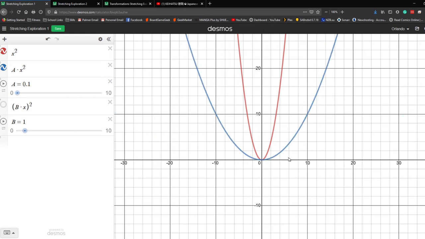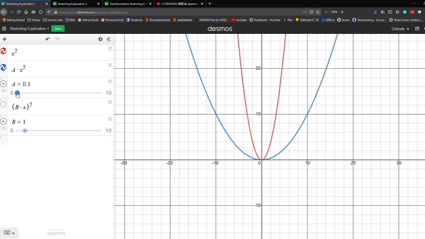So a big difference. So instead of grabbing the top and the bottom and pulling your hands apart, imagine grabbing the top and the bottom and bringing your hands together. So you're kind of pressing vertically the graph.